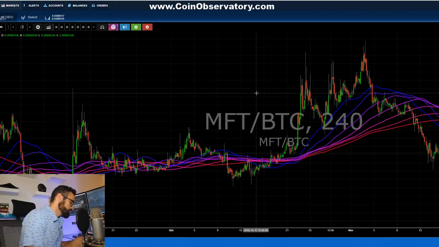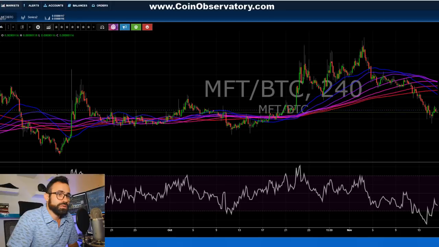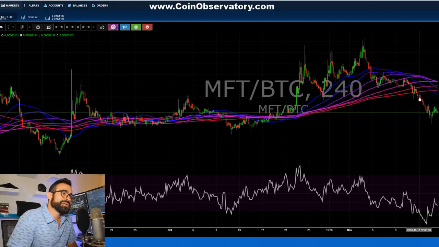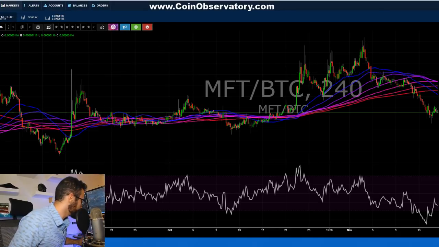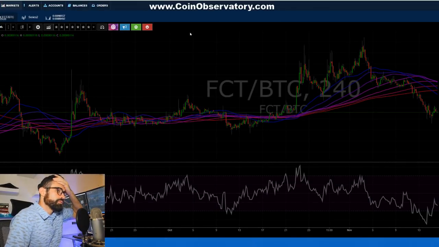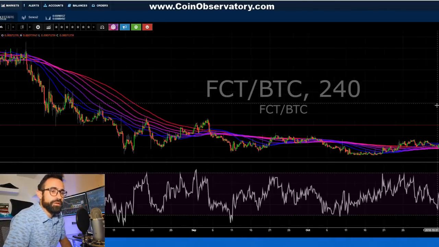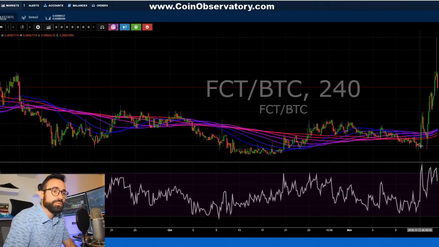Now let's add an RSI, look for divergences and such. It hit oversold, but it didn't bounce back like some other tokens did, right? So I'm going to cover some tokens that did really good. One of them that I actually wrote about before any of this happened was Factum. I wrote about Factum when NEM started making moves, and Factum had done nothing when that happened.